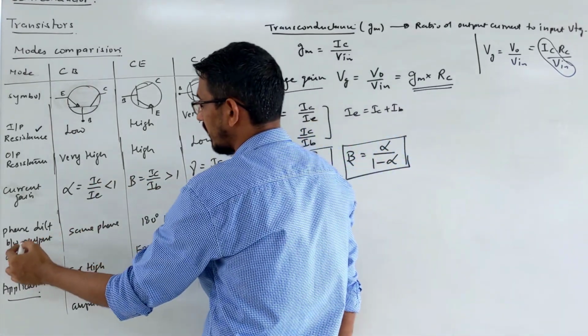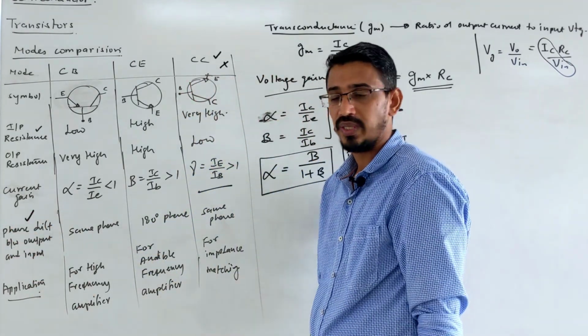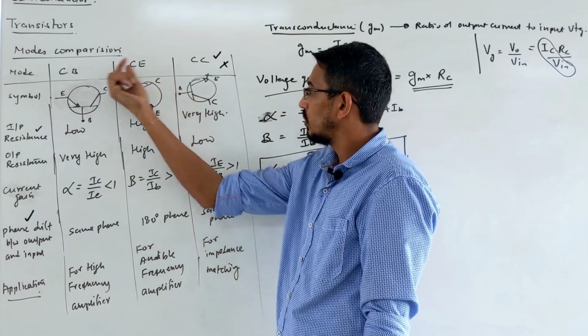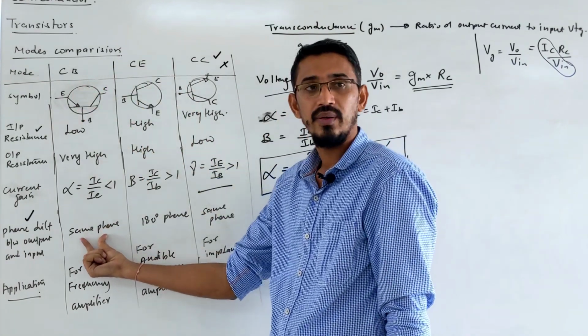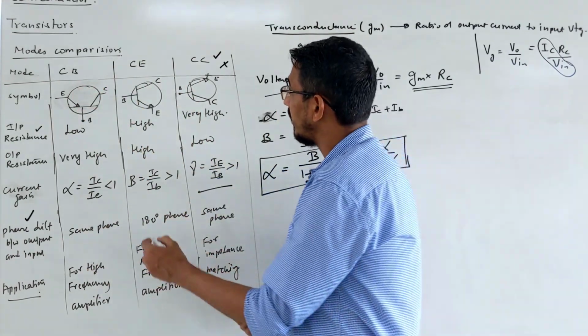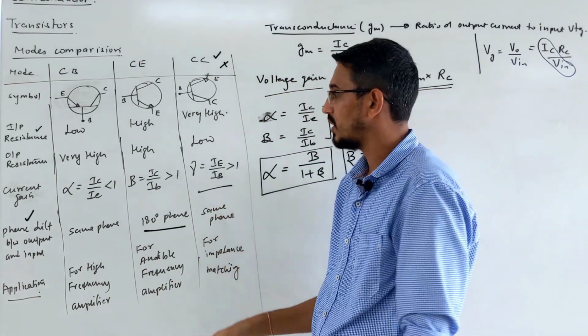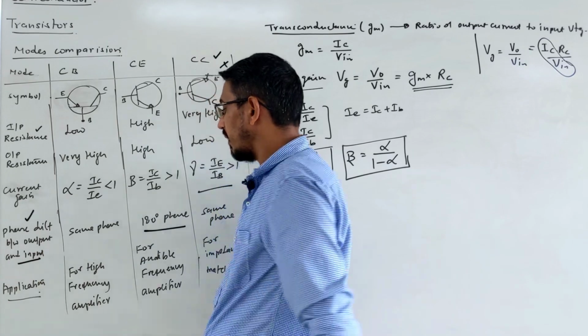Phase difference. This question was asked in our exam, direct questions. Phase difference between output and input: there is no phase change in common base, there is a phase change of 180 degrees in common emitter, and no phase change in common collector. So this is a little important. You have to remember.